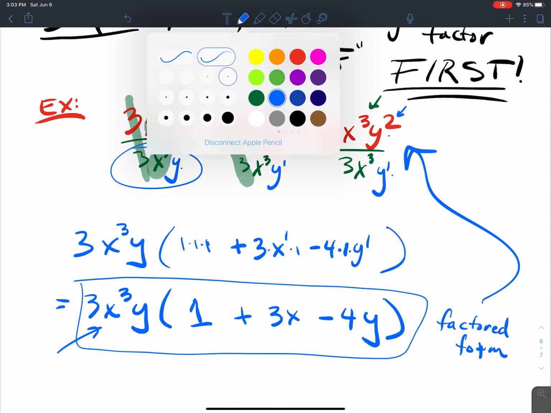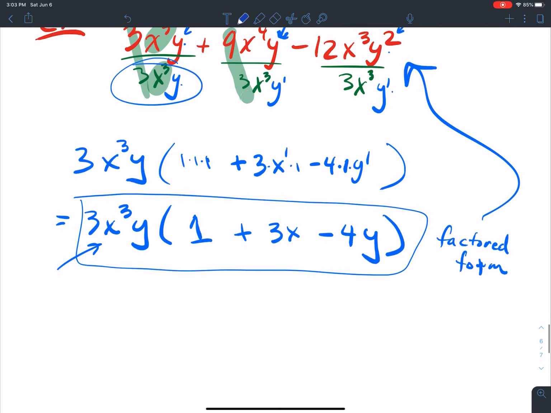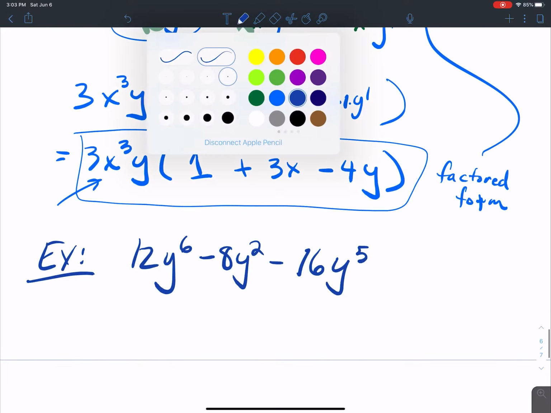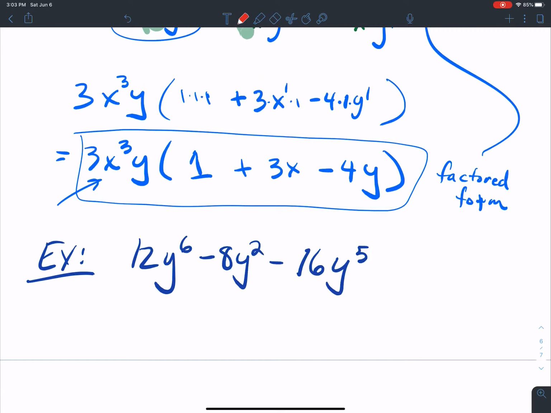Let's try one more, make sure we got it. So 12y to the 6 minus 8y squared minus 16y to the 5th. And once again, we can't take something out that's not there. Now, when I look at this, all of these constants here, they're all even numbers, okay?